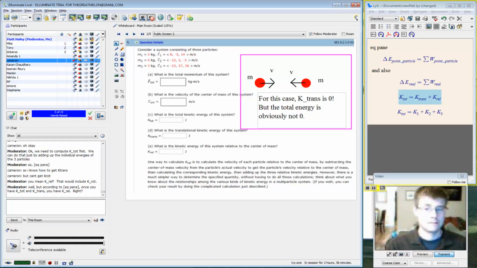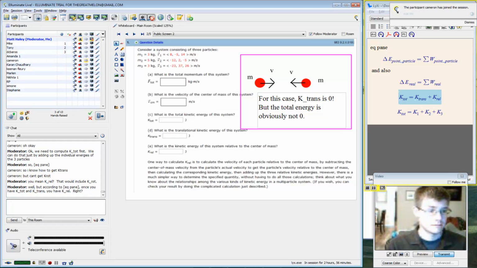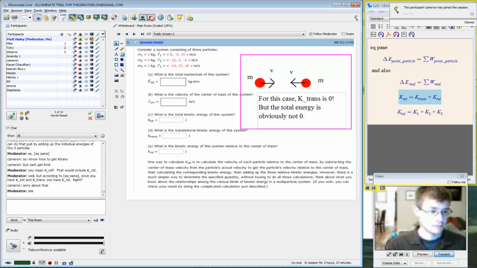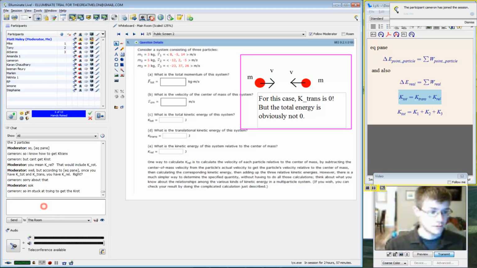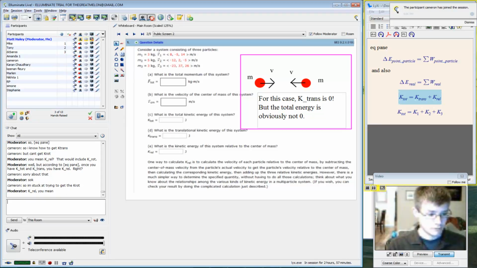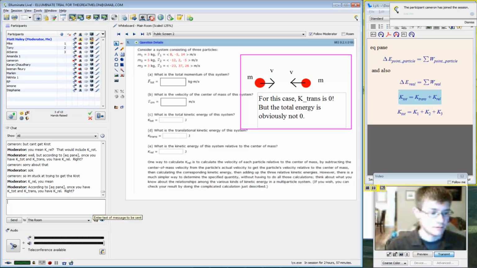Here I'm talking to a student, and again, I'm using the equation pane to demonstrate something. I've highlighted an equation there that I wanted him to look at, that the total energy was the sum of the translational and relative kinetic energy. And notice I've been fairly explicit here, where I gave a pretty big indication of how to find k total on the equation pane by summing the three kinetic energies of the particles in this problem.